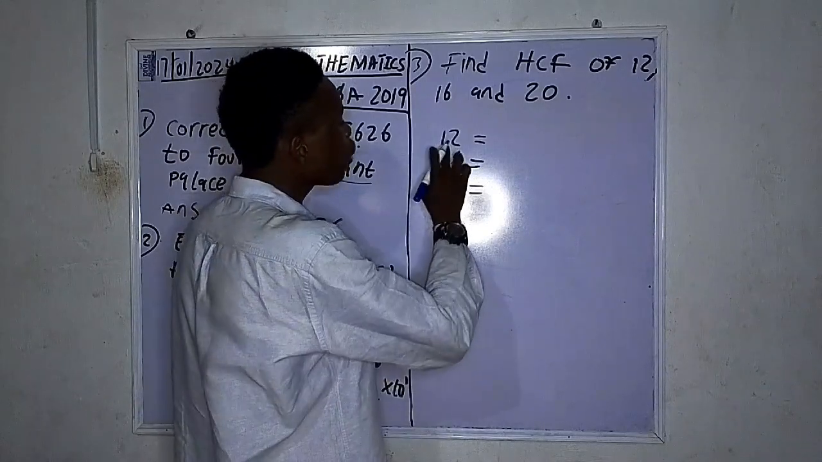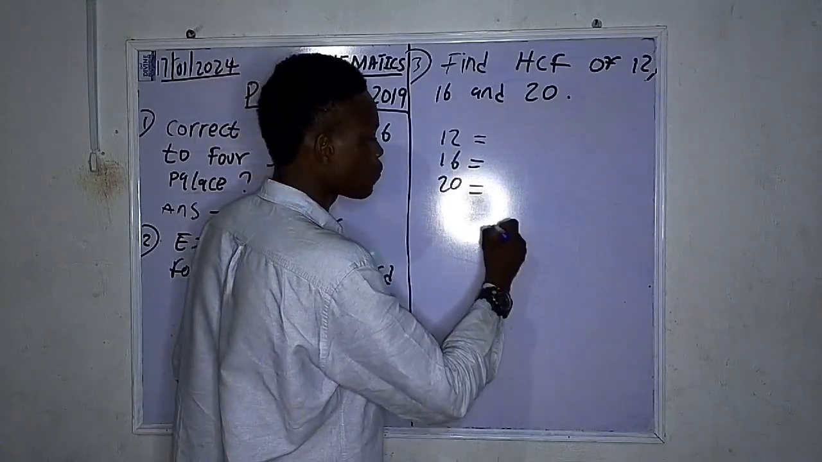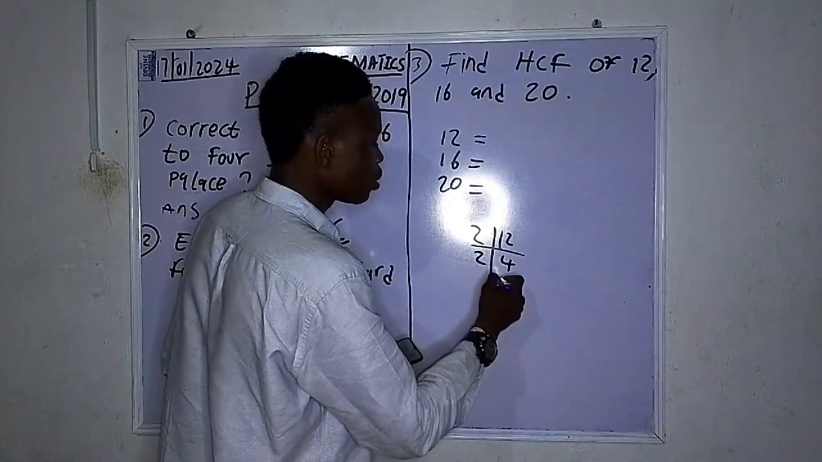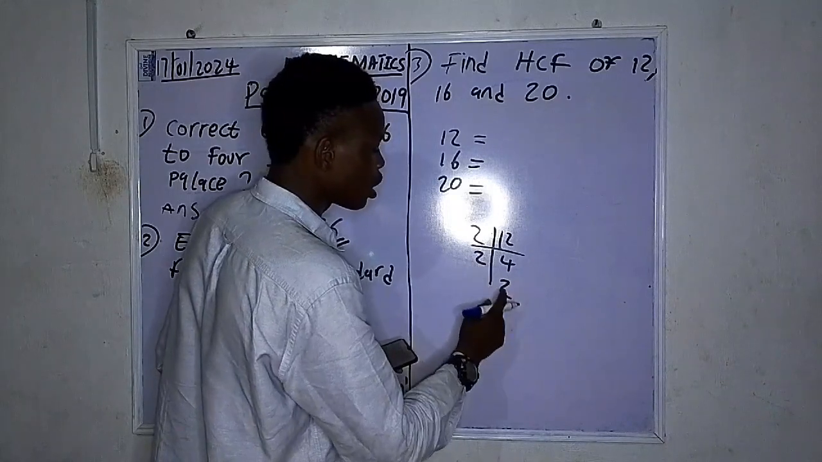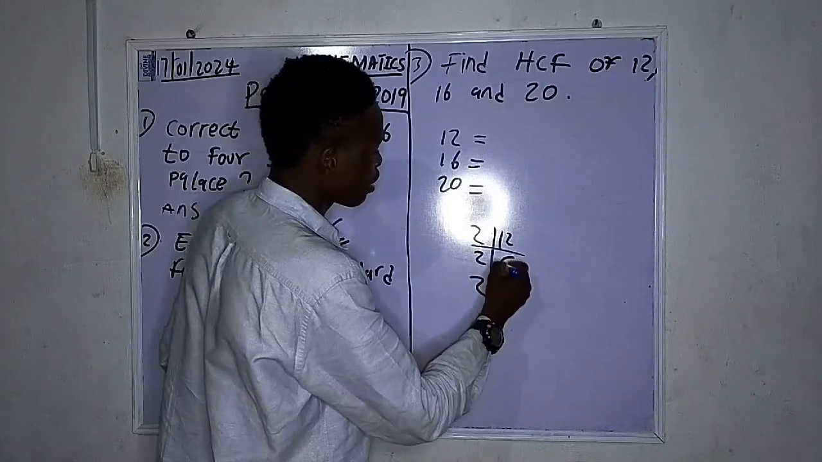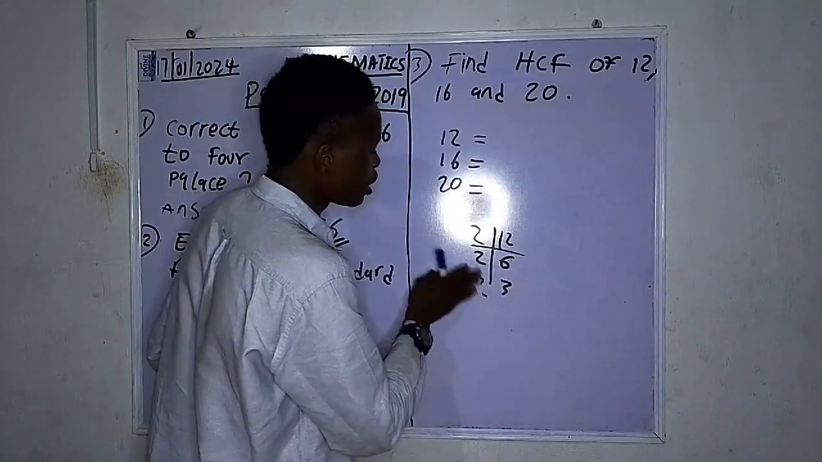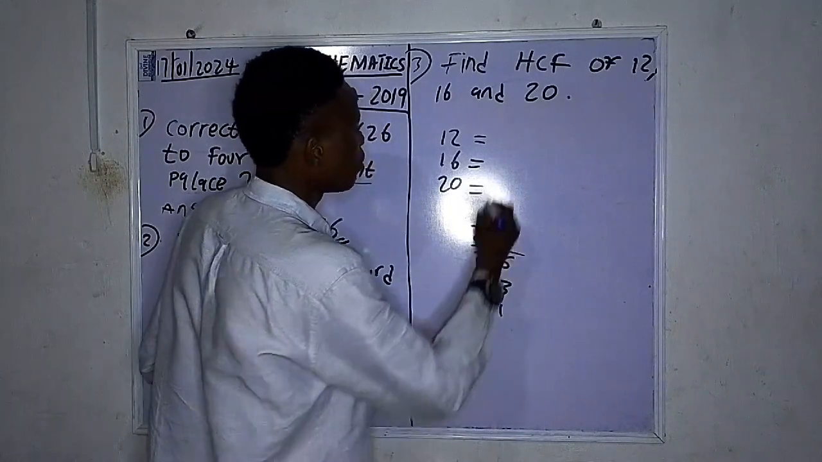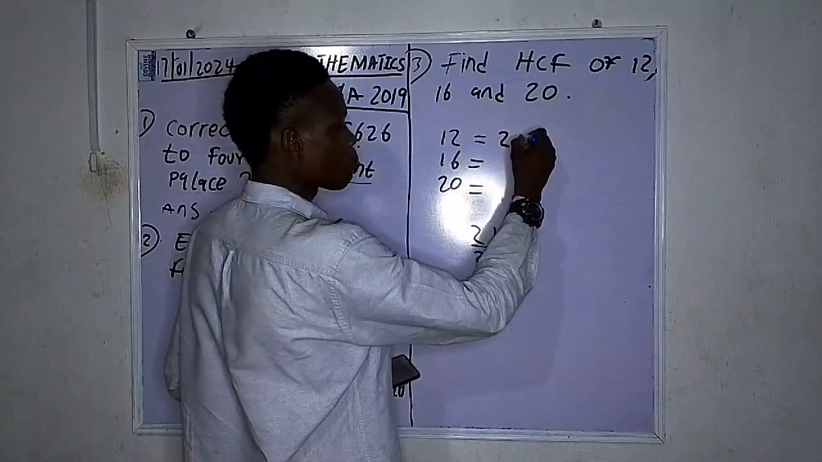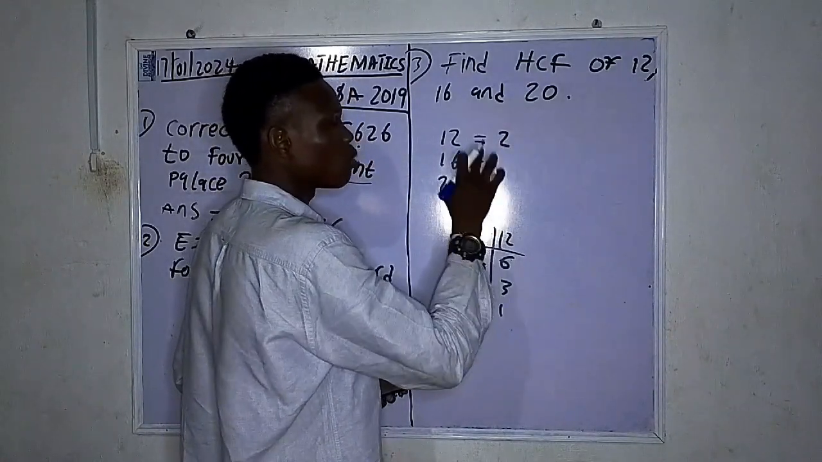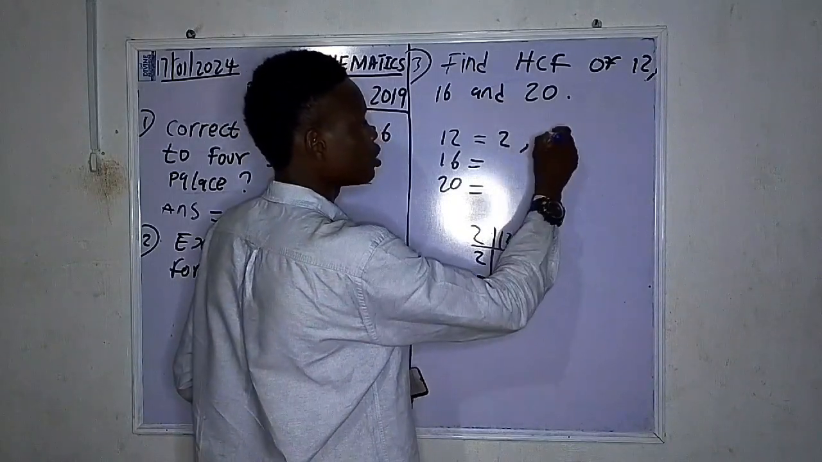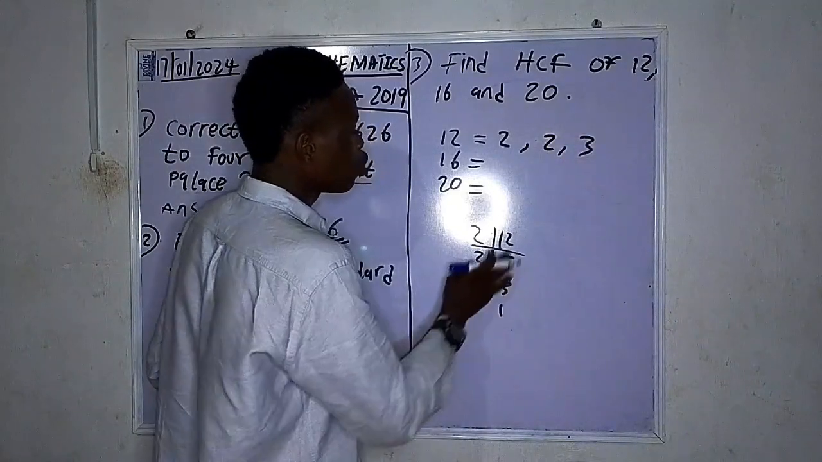Now 12, the factors of 12 is what? Let me write down the 12 here and look for the factors. 2 here is 4, sorry, 2 here we have 6. We're going to have 6 here. 2 into 6, we have 3. Then 3 here, we have 1. Meaning the common factors of 12 are what? 2, 2, 3.